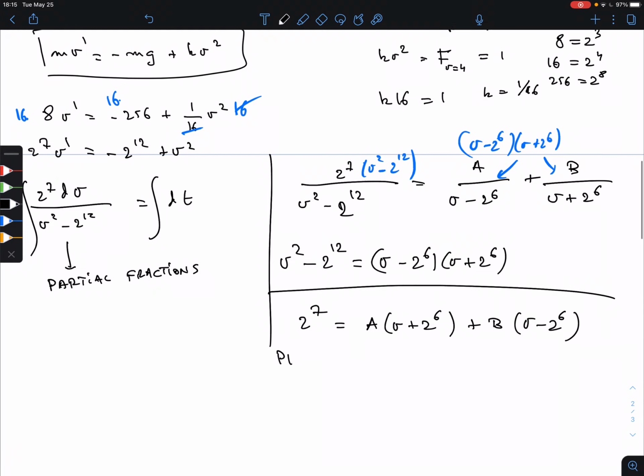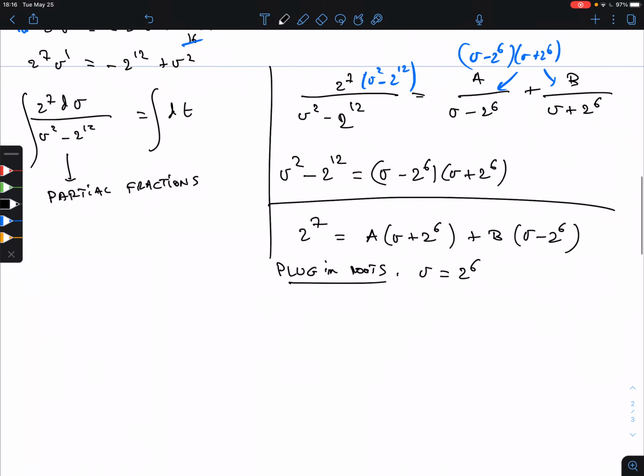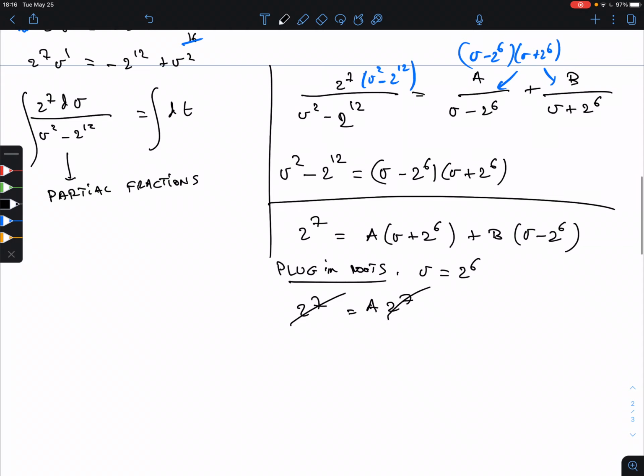Okay, and now we plug in the roots. That means if v is 2 to the 6th, that is one of the roots, then the second term disappears here. This term is now 0, right? And so if I plug it in here, I get 2 to the 6th plus 2 to the 6th. That's twice 2 to the 6th, which is 2 to the 7th. See, it's so easy to work with binary numbers. 2 to the 7th is 2 to the 7th. Oh, look at that. These cancel and we see that a is 1. Aren't we lucky? And so what happens with the other one?